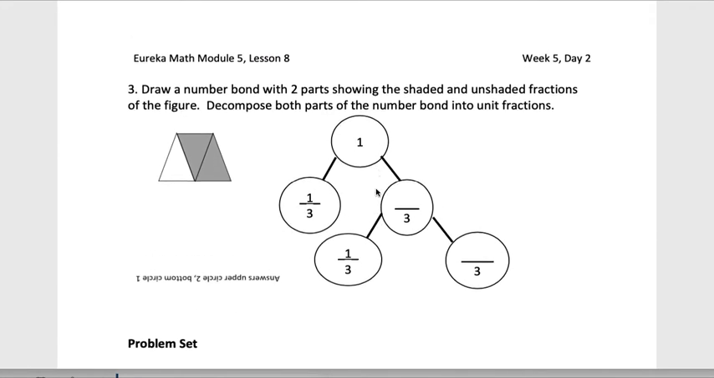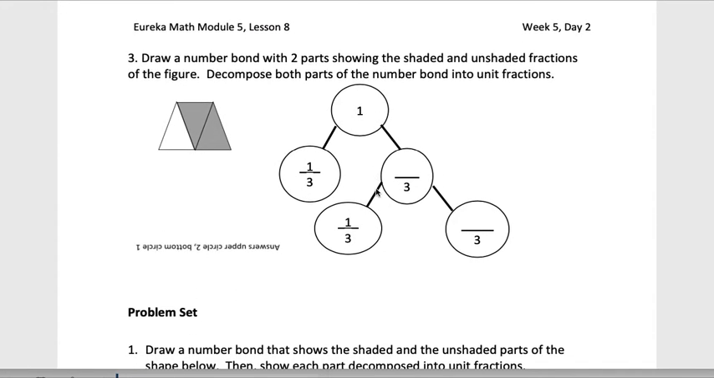All right. When you get to number 3, you are going to draw a number bond with 2 parts, showing the shaded and unshaded fractions of the figure. Then you're going to decompose both parts of the number bond into unit fractions. So what it's asking you to do is to fill in the missing numbers.